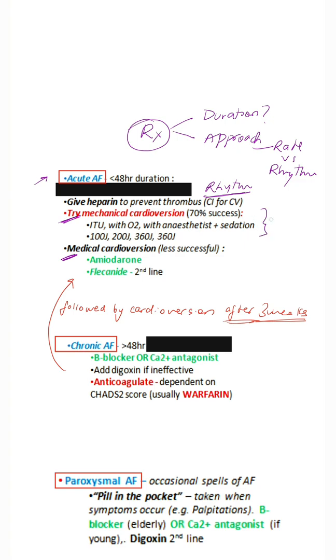Mechanical has a higher success rate compared to the medical. A defibrillator is used to give a shock to cardiovert the rhythm. While in medical cardioversion, antiarrhythmic drugs like amiodarone or flecainide can be used to cardiovert the rhythm. Also, an anticoagulant like heparin is used to prevent thrombus formation.